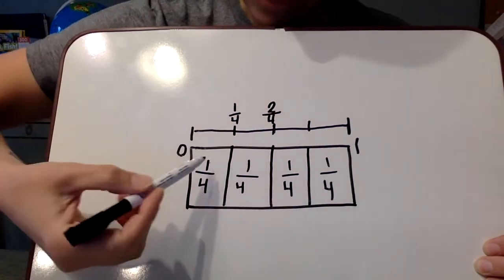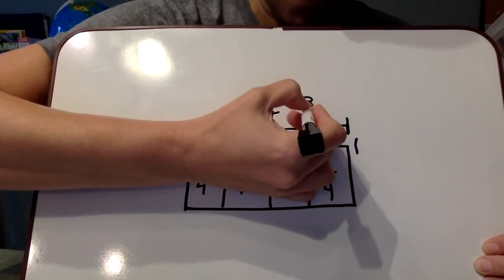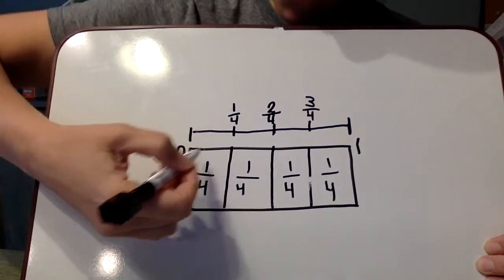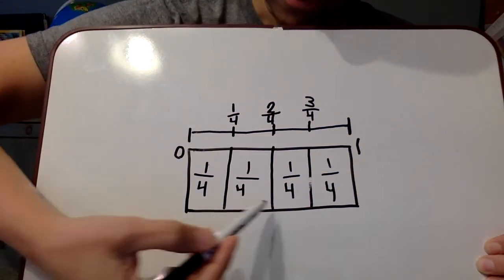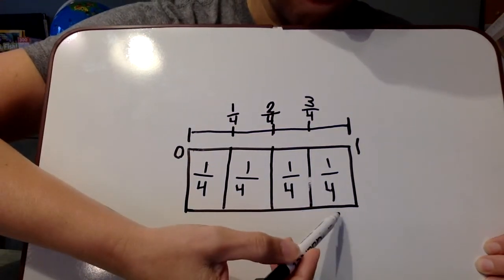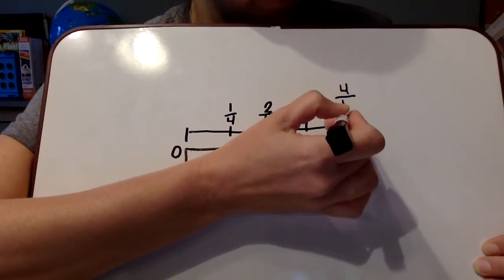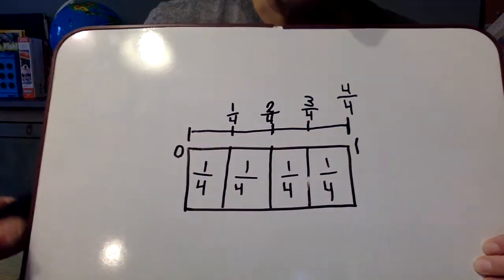When I get to this line, I'm going to count 1, 2, 3 parts that get me there. So this would be 3/4. And another way to represent the number 1 is to count 1, 2, 3, 4/4, because 4/4 represents the whole model and has a value of 1.